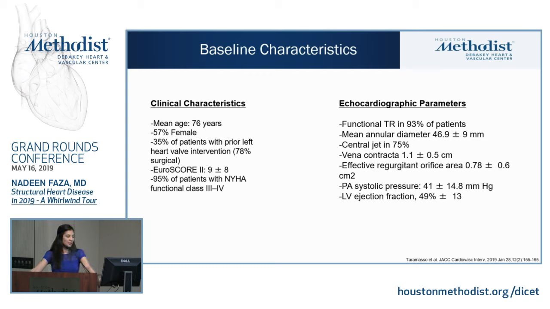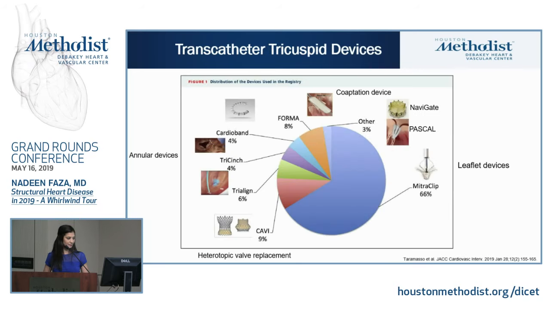35% of patients had prior left heart valve interventions. The Euroscore was 9, and 95% of patients had a functional class of 3 or 4. Echocardiographically, the TR was functional in 93% of patients with a mean annular diameter of 46.9 millimeters. The jet was central in the majority of cases. The mean vena contracta was 1.1. The PA systolic pressure was elevated at 41.